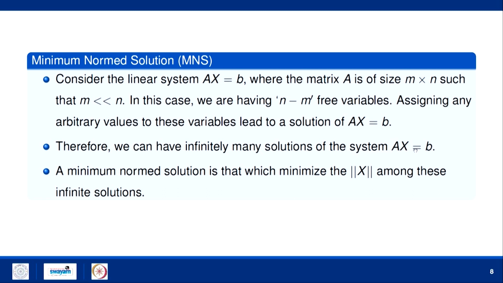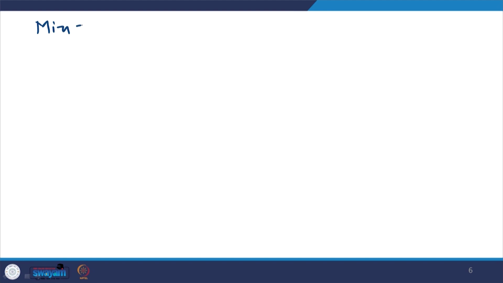A minimum norm solution is one which minimizes the norm, that is the length of vector x, among these infinite solutions. Out of those infinite solutions, we are looking for a solution which has the minimum norm, and such a solution is called the minimum norm solution.